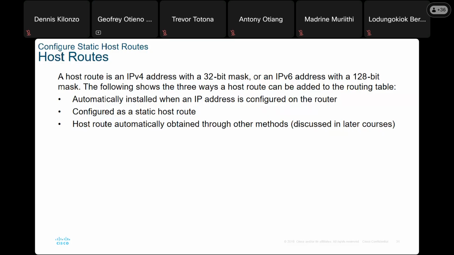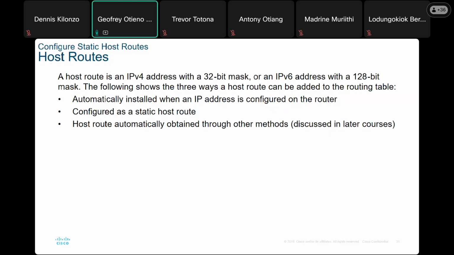So a host route is an IPv4 route with a 32-bit mask or an IPv6 route with a 128-bit mask. It's called a host route. So the following are ways a host route can be added to the routing table.